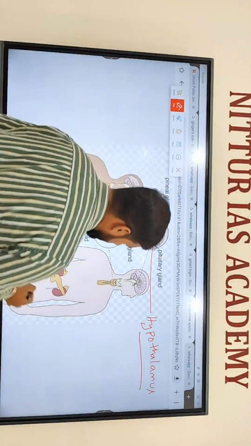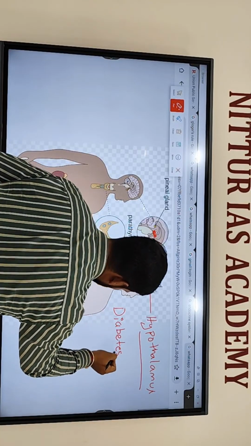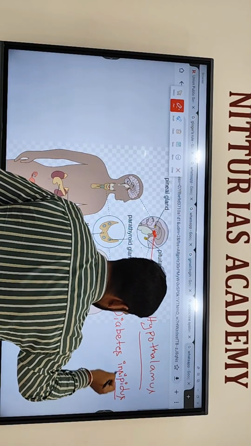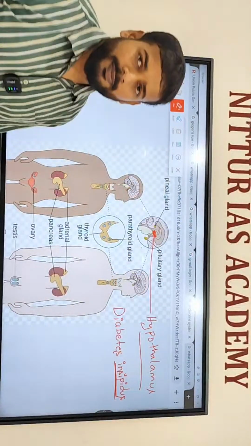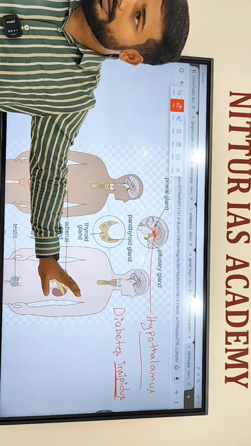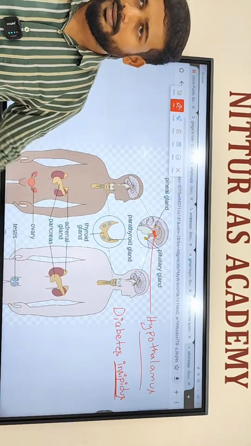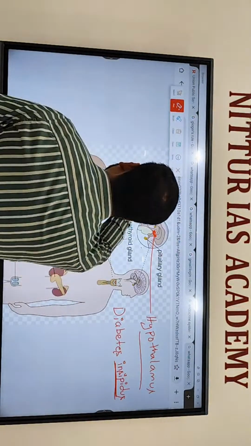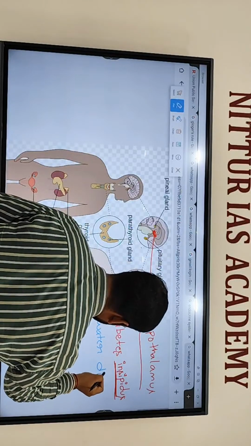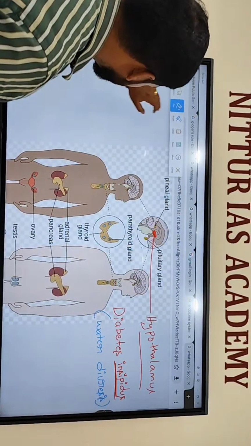There is a condition called diabetes insipidus. This is not related to normal diabetes, which we generally talk about, sugar diabetes. This is not that disease. This is a different disease. Diabetes insipidus is also called water diuresis.